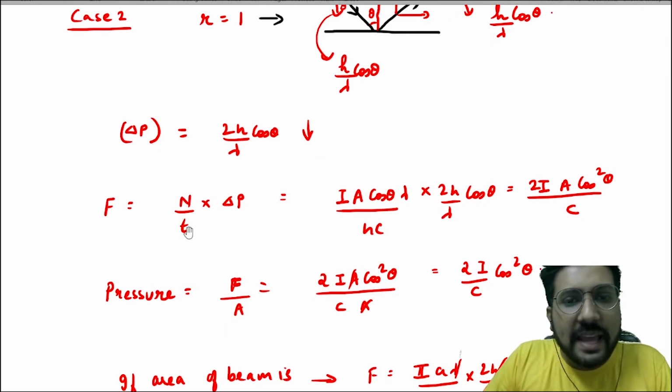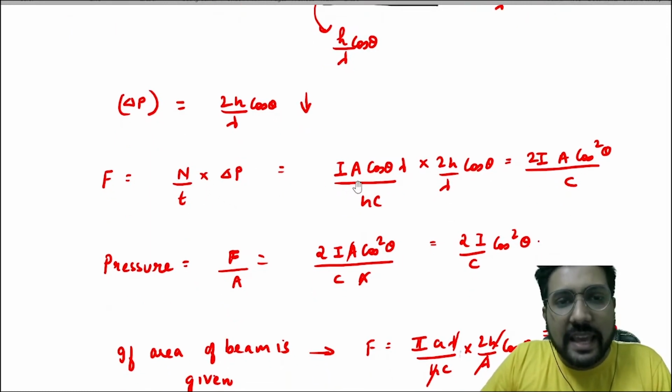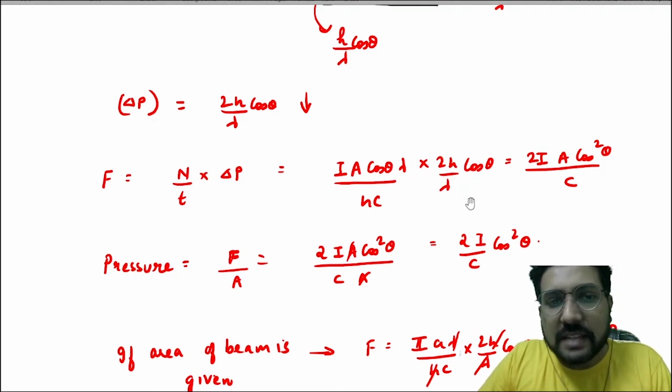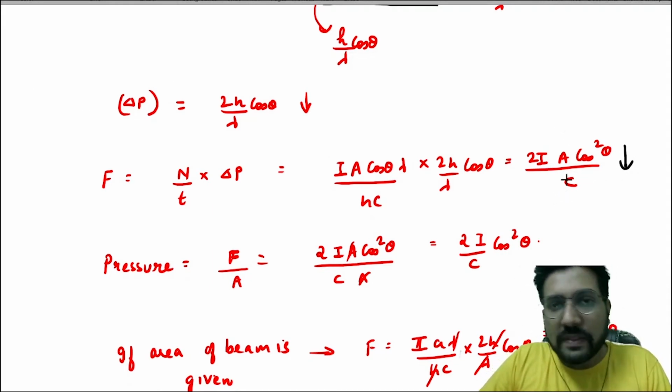Now the force is given by n by t multiplied by delta p. So you will say that the force is Ia cos theta by hc multiplied by lambda. We have already seen what n by t is, and delta p is 2h by lambda cos theta. From this you will get the force is 2Ia cos square theta by c, and the force is in the downward direction on the surface.